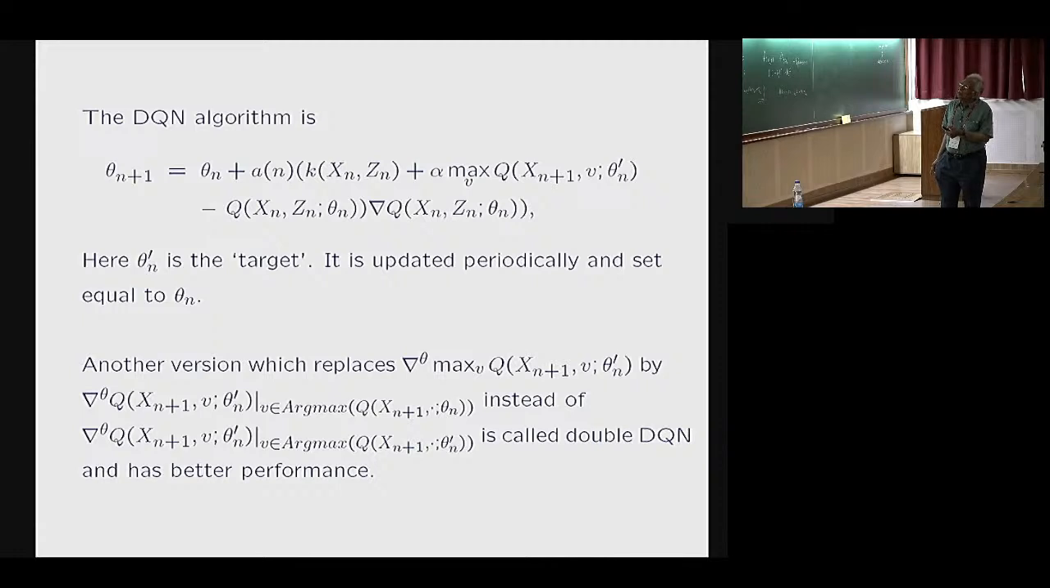The two important things: I'm freezing this, not taking the gradient with respect to theta prime n. What they do is keep theta prime n fixed over a certain window and then set theta prime n equal to theta n. So the target is kept fixed for a while, not for too long, and then periodically they equate theta prime n to the current theta n.